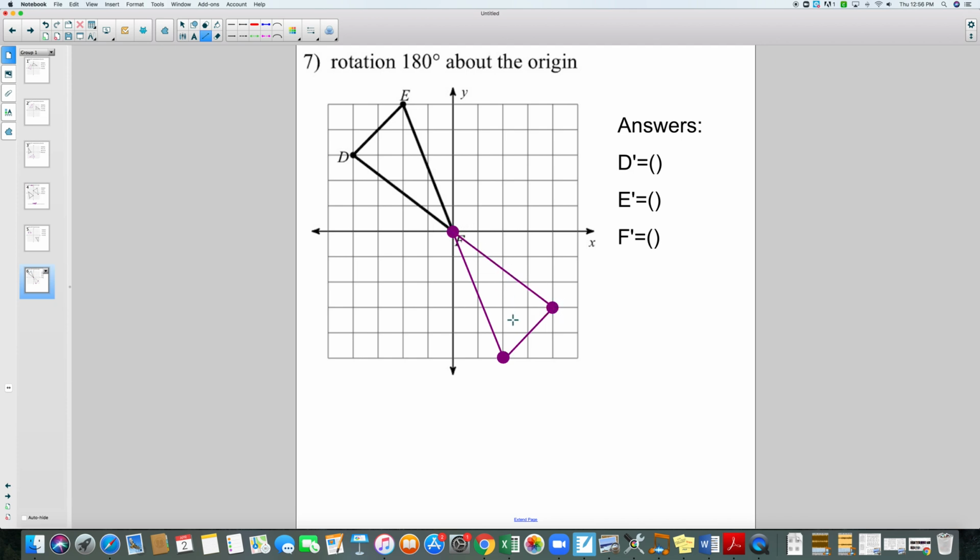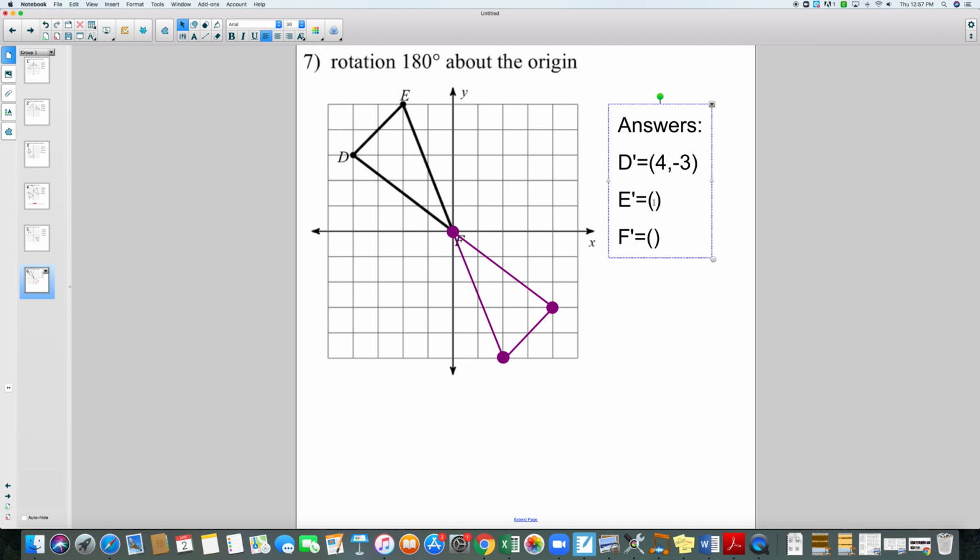All right, and we can see we did indeed rotate 180 degrees. So now let's determine our numbers here. So originally, let's start with D. Originally, we were -4, +3. All right, now we are +4, -3.